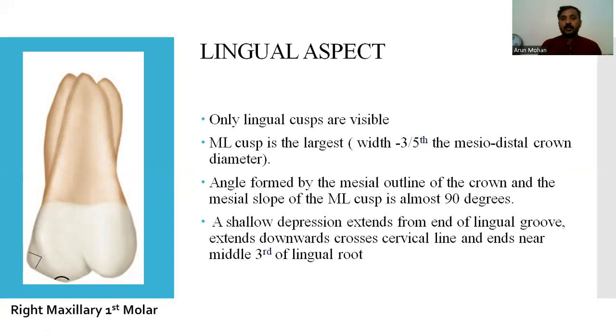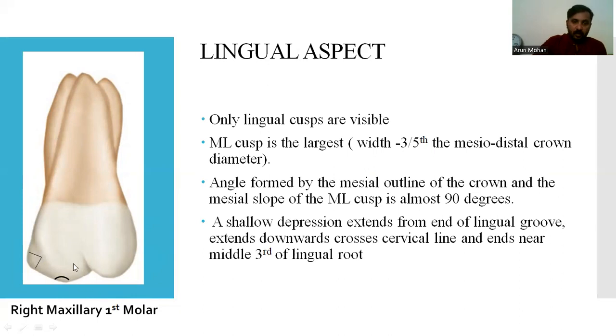Here, the mesiolingual cusp is the largest, with a width of about 3/5 of the mesiodistal width of the crown. The angle formed by the mesial outline of the crown and the mesial slope of the mesiolingual cusp is almost 90 degrees. The angle formed by the mesial margin of the tooth and the cuspal slope of the mesiobuccal cusp is almost a right angle, and a shallow depression extends from the end of the lingual groove.